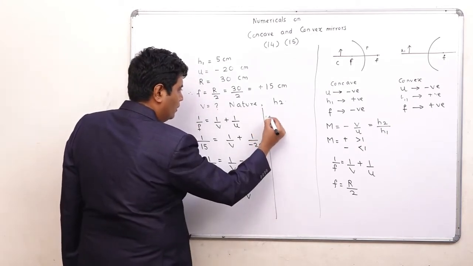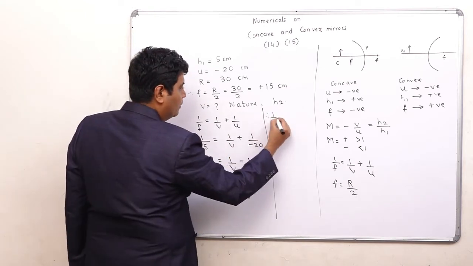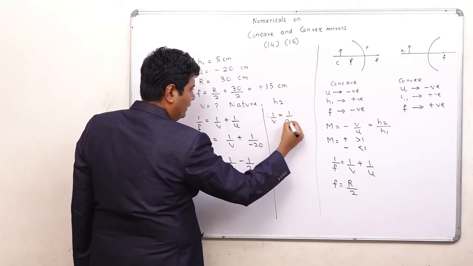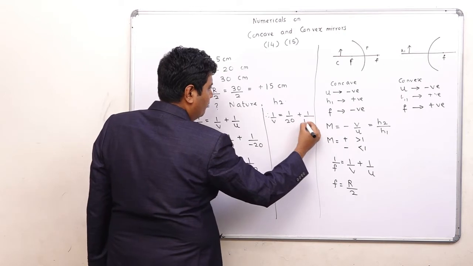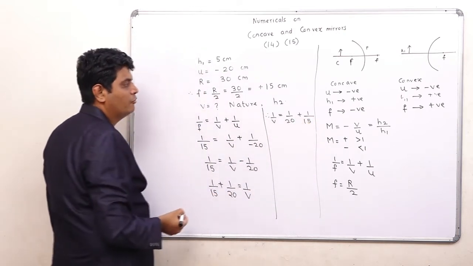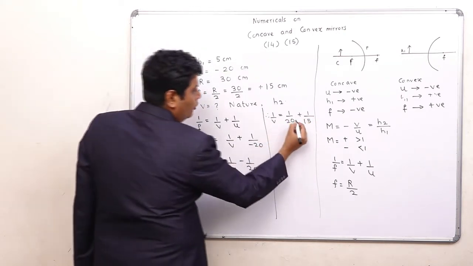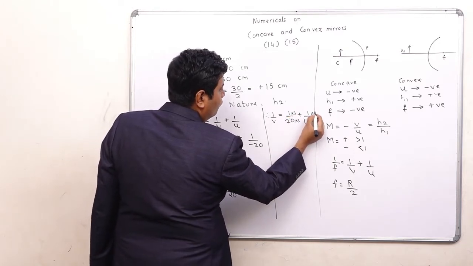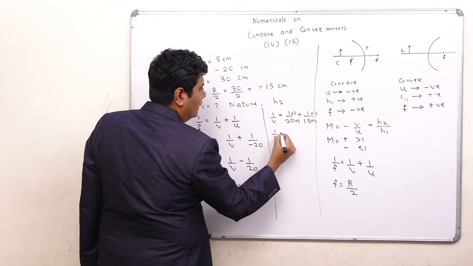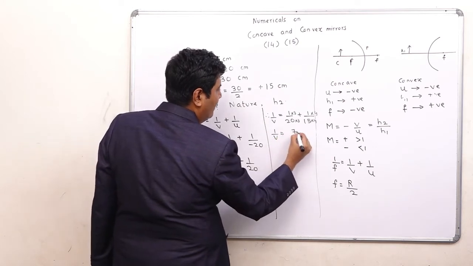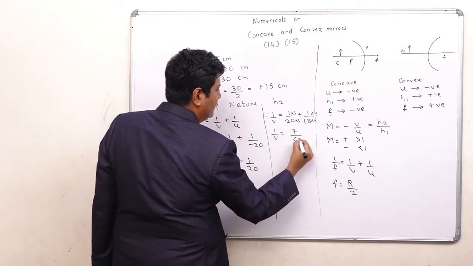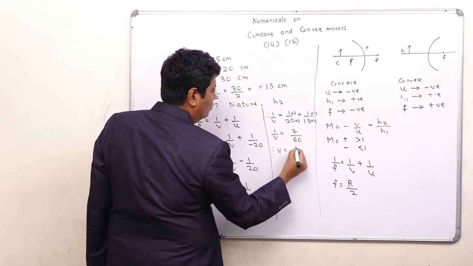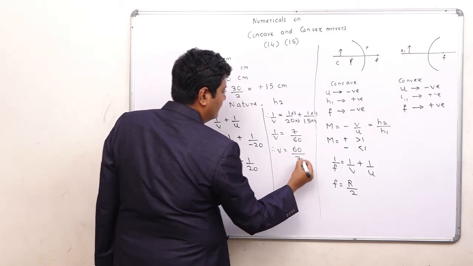Therefore, 1 upon V is equal to 1 upon 20 plus 1 upon 15. LCM of 20 and 15 is 60. So into 3, into 3, into 4, into 4. So 1 upon V is equal to 4 plus 3, 7 divided by 60. Therefore, V is equal to 60 divided by 7.